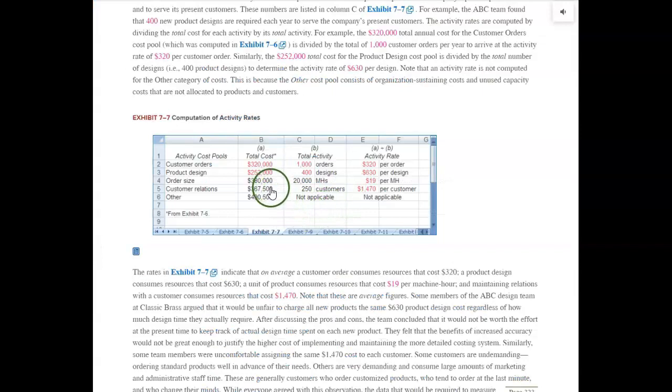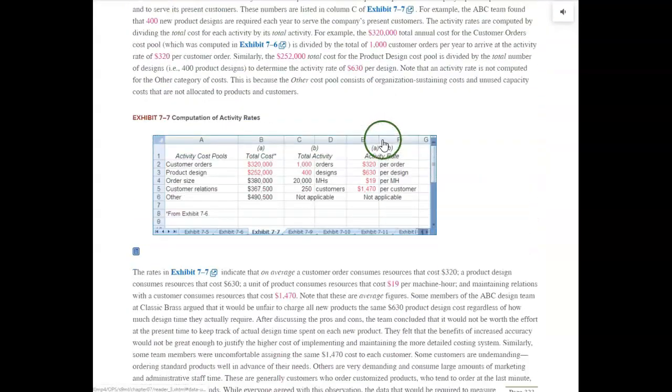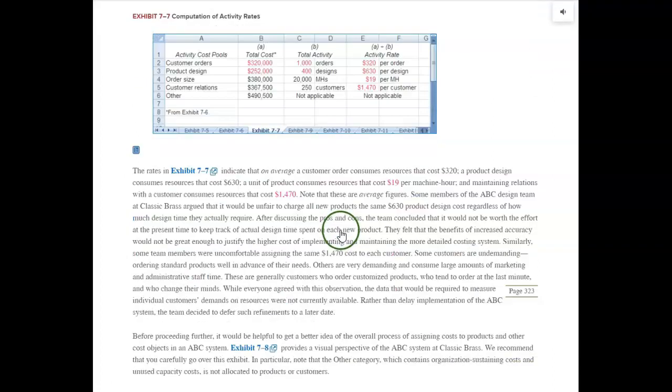Customer relations, let's jump down to there, $367,500. We have 250 active customers, so each customer is costing us $1,470. And then that final category, the $490,000, let me scroll up and show you where that's coming from. Here's the $490,000, $500,000. We don't have a measure. We'll see how to handle that in the future.